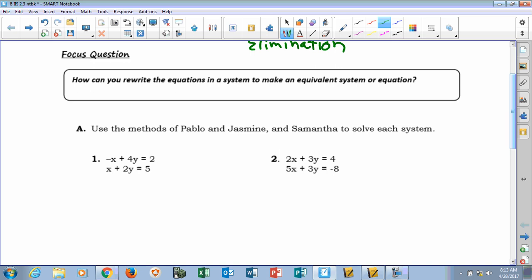And what they did is they saw a minus y and a plus y, and if you add those together, don't they cancel out? So they said by adding these terms, we could cancel out the y, solve for x, then plug it back in. Kind of like you did in substitution. So Pablo said, Jasmine and I combined equations by subtracting equals from equals. So same numbers. Samantha said, in my method, I combined equations by adding equals to equals.